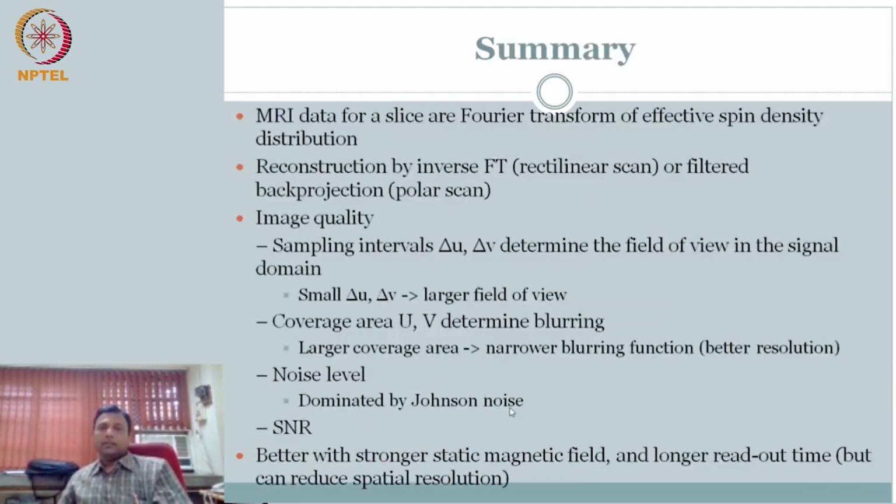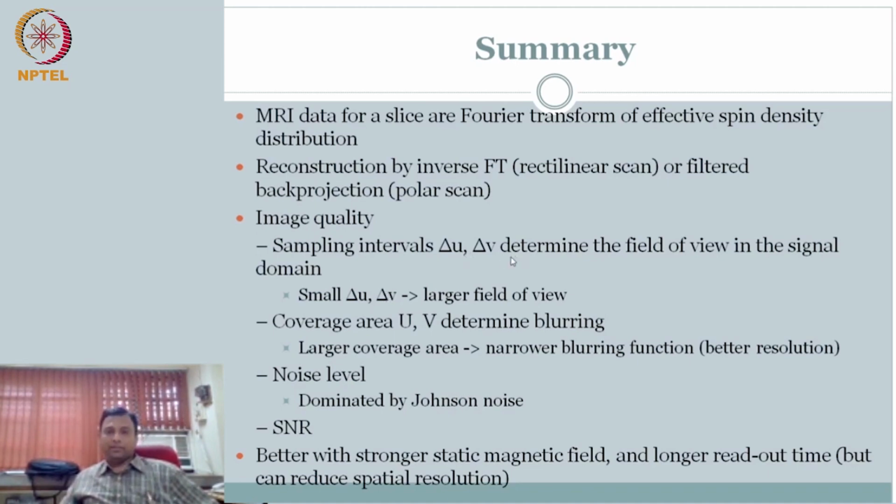To summarize MRI data of a slice: what we saw is nothing but the Fourier transform of the effective spin density. That is what is distributed, and that is what you are capturing. So you can reconstruct the image by doing an inverse Fourier transform, depending on whether it is a rectilinear scan or a polar scan. And we also saw the image quality in terms of resolution.